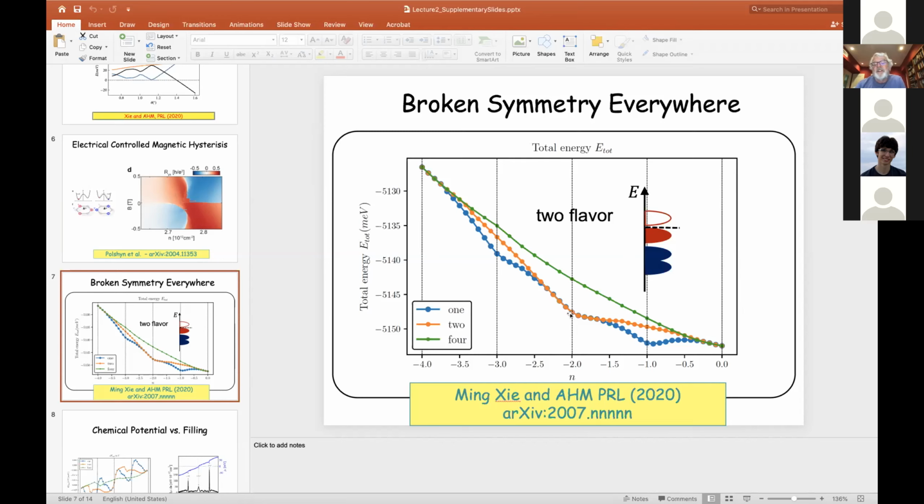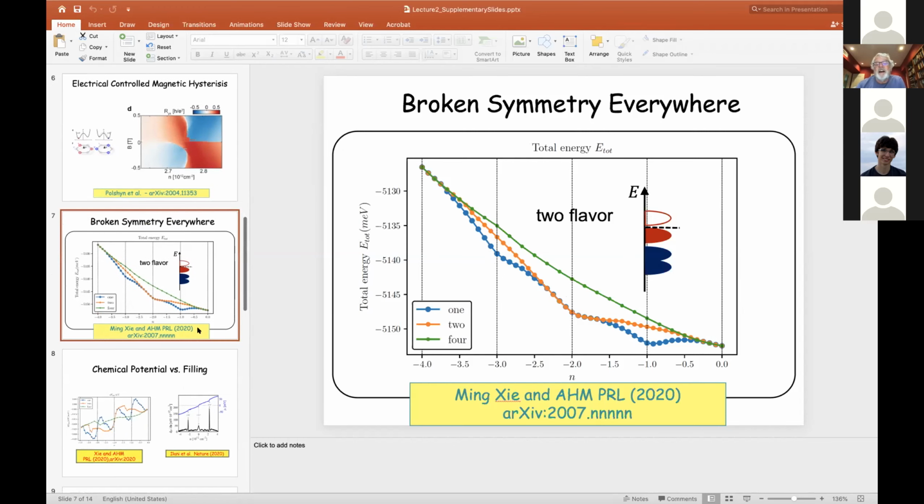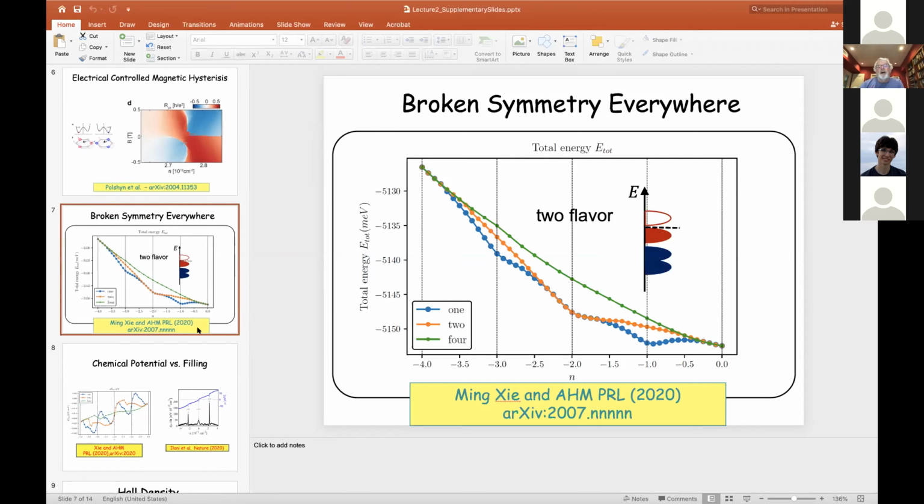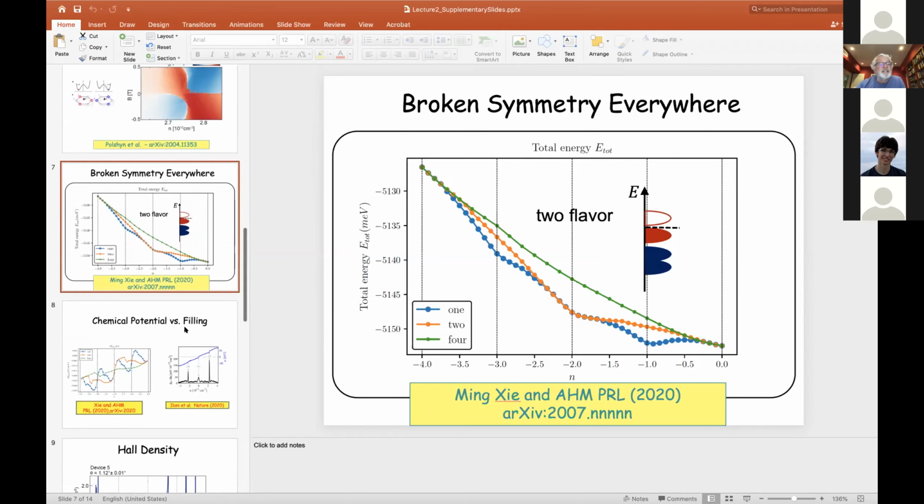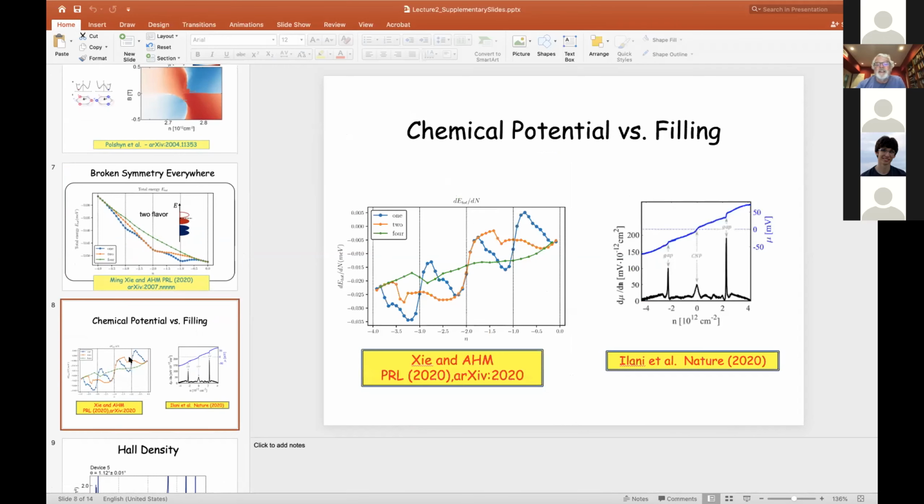Near filling factor -2, two flavors are different from the other two flavors. There's good reason to expect the stable thermodynamic state has Hall conductivity 0. But when you approach -3, you break that flavor symmetry again. So those kinds of flavor symmetry breakings near integer filling factors are seen in experiment.